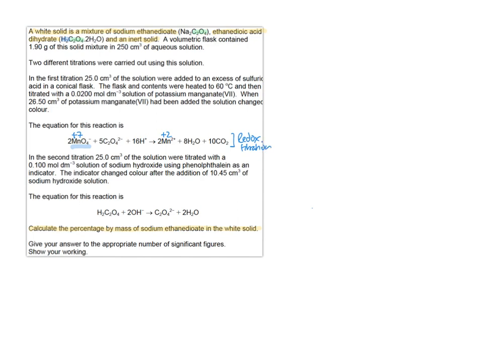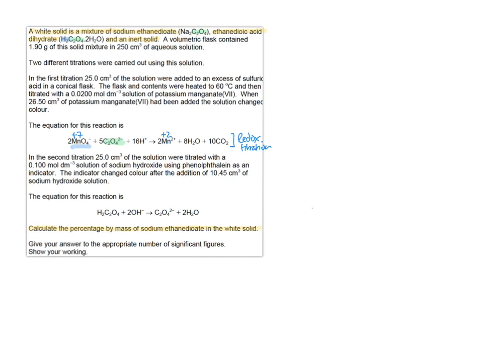Now, if the manganese is being reduced, then there must be something else being oxidized. And if we look carefully at that, we should notice that what's being oxidized are the ethanedioate ions. So taking part in that titration is both the sodium ethanedioate and the ethanedioic acid dihydrate.